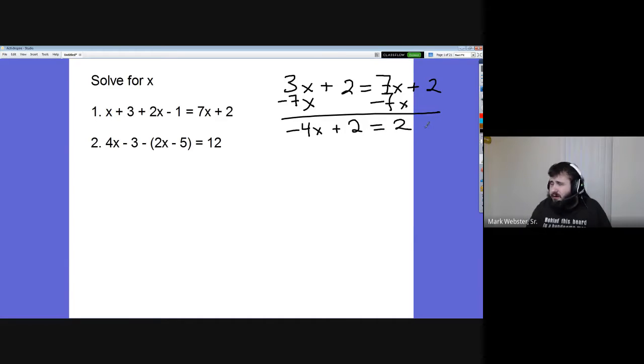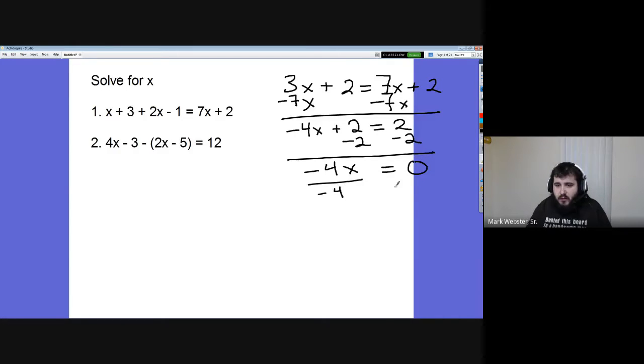Now I can take care of the numbers. I'm going to subtract 2 from both sides. 2 minus 2 is how much? 0, right? So when we divide by negative 4, and 0 divided by anything is just 0, right?